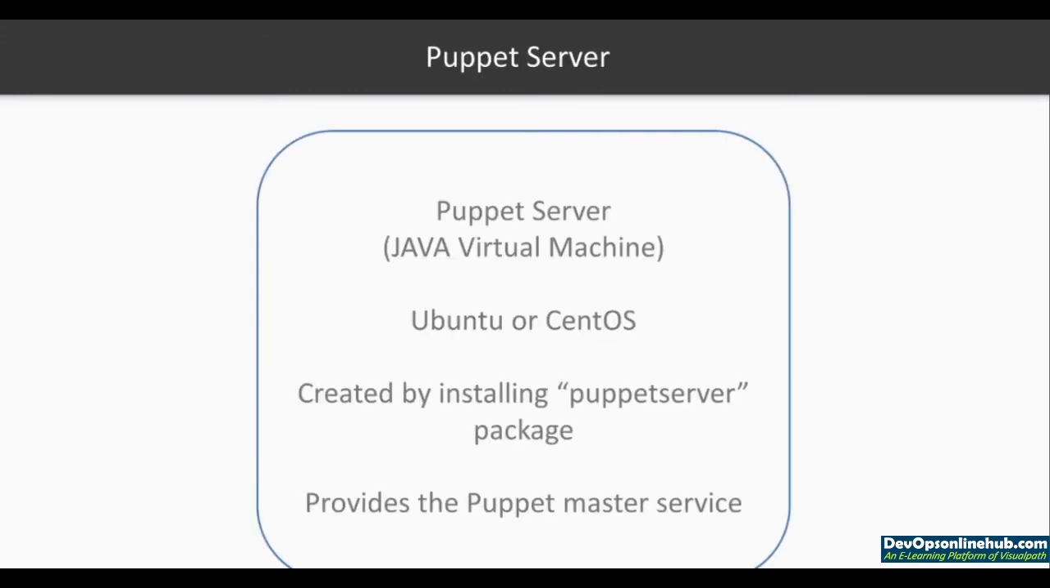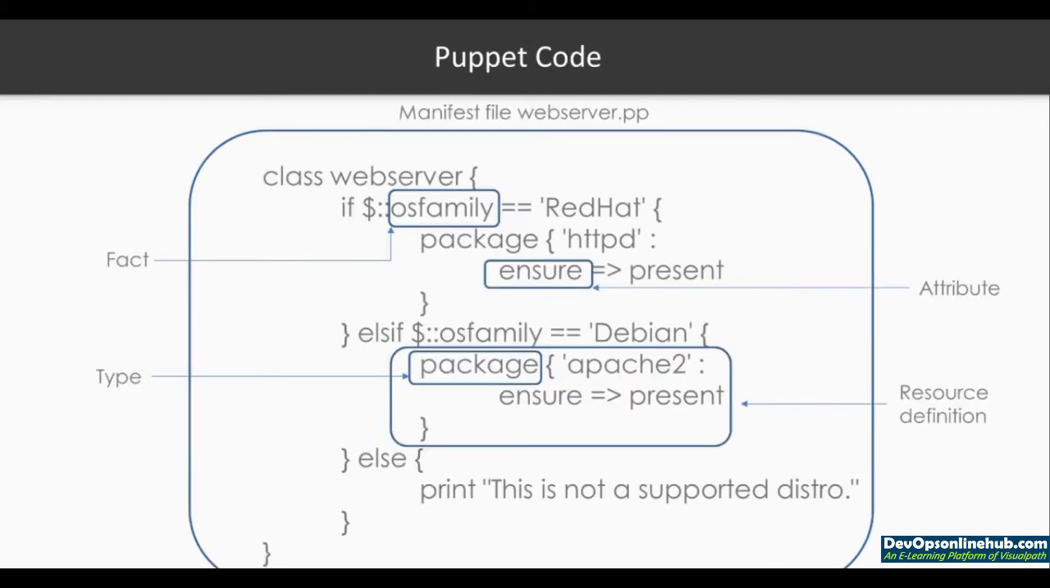The Puppet server is a Java virtual machine application and provides the Puppet master service. It can be configured on a CentOS or Ubuntu Linux operating system and requires the Puppet server package to be installed. This is an example of a Puppet manifest written in a manifest file called webserver.pp. The entire code is written in the Puppet domain-specific language and is enclosed in a class block.